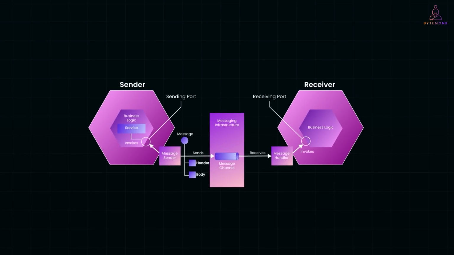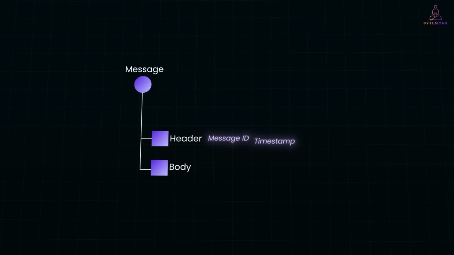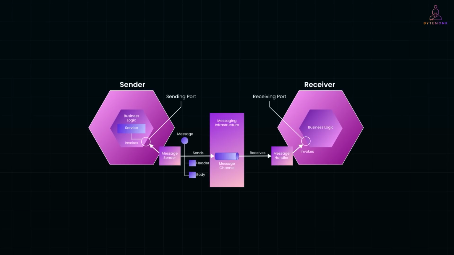Let's break down what a message actually contains. Every message has two parts, a header and a body. The header is basically metadata, a bunch of name-value pairs that describe the message. It could include a unique message ID, maybe a timestamp, or even a return address specifying where to send the reply. The body is where the actual data lives, and it can be text or binary format depending on your use case.